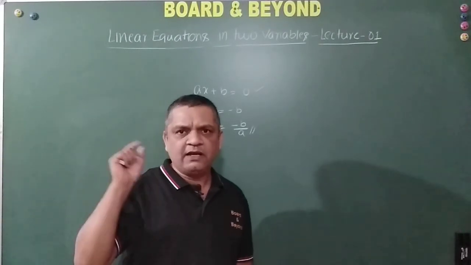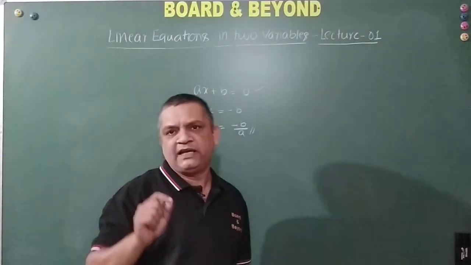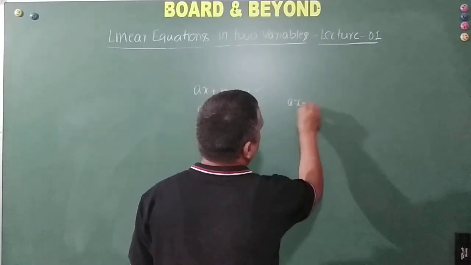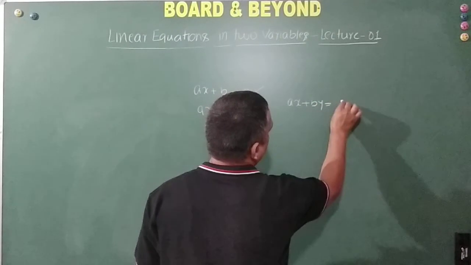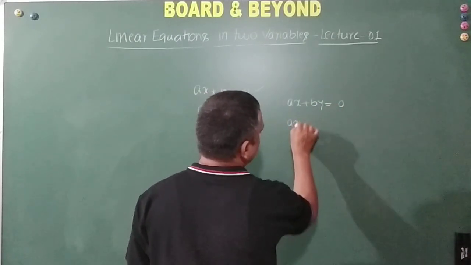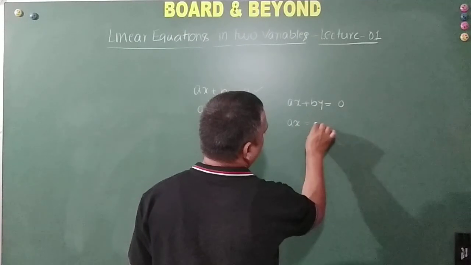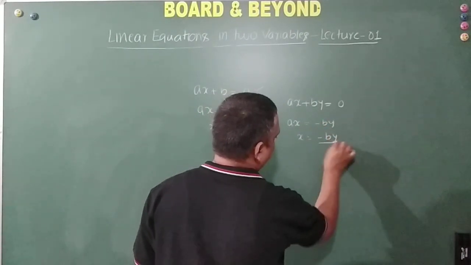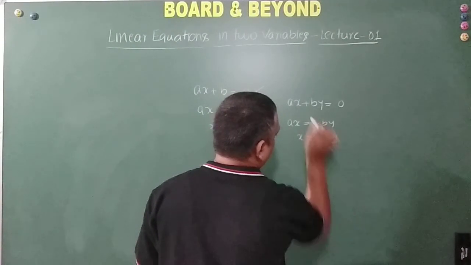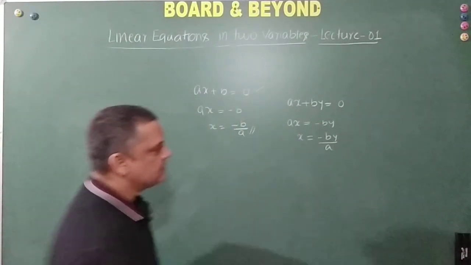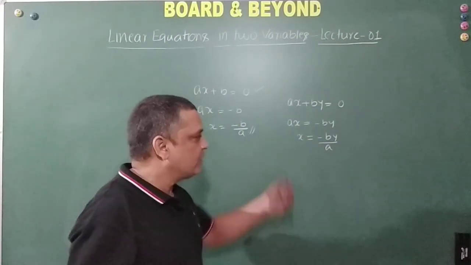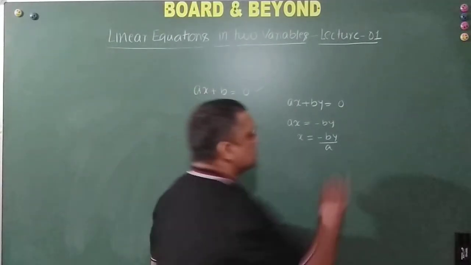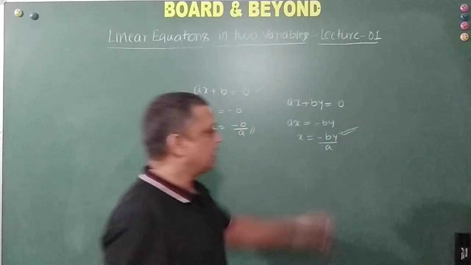Correct? But is it the same for a linear equation with two variables? Let us just check it. Let us say ax plus by is equal to 0. Now what happens? ax is equal to minus by. x is equal to minus by divided by a. What do we see here, friends? See, I have tried to express x in terms of constants, but actually I am not able to do it because y is a variable still attached to this.